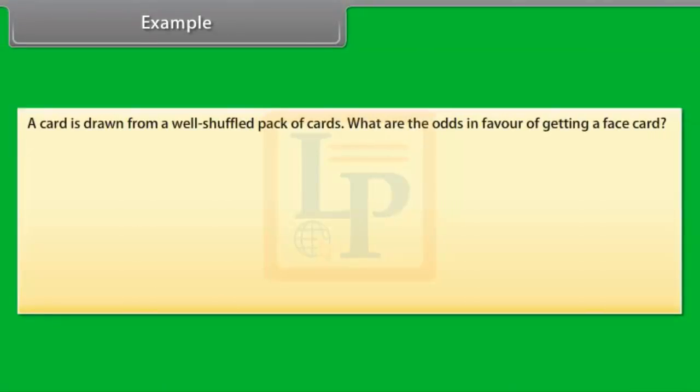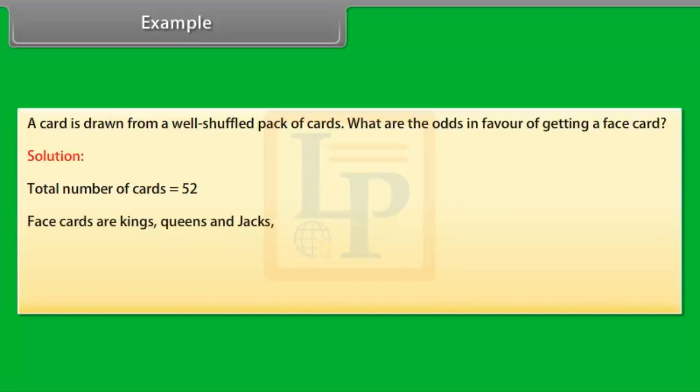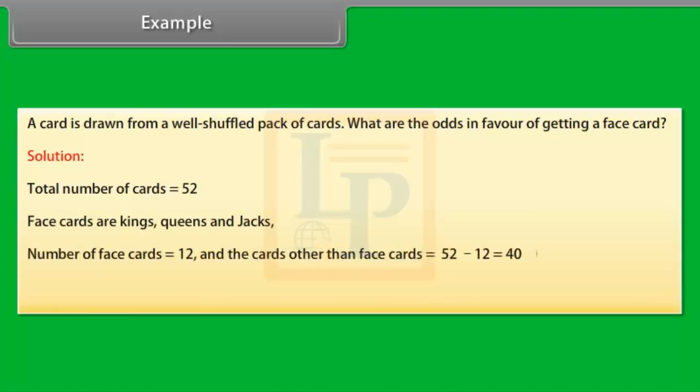A card is drawn from a well-shuffled pack of cards. What are the odds in favor of getting a face card? Solution. Total number of cards is equal to 52. Face cards are kings, queens and jacks. Number of face cards is equal to 12, and the cards other than face cards is equal to 52 minus 12 is equal to 40. Hence, the odds in favor of getting a face card are 12 is to 40 or 3 is to 10.